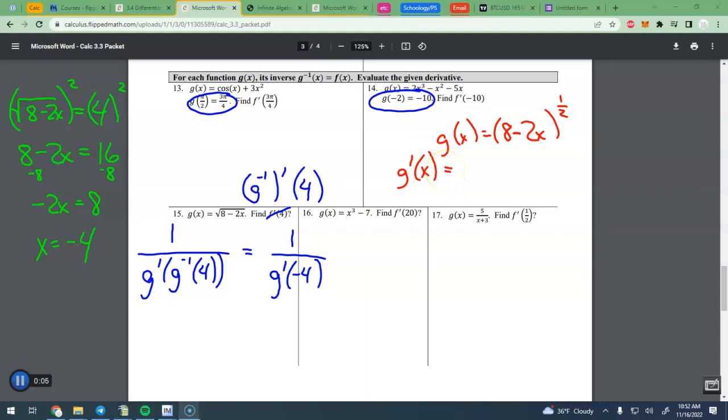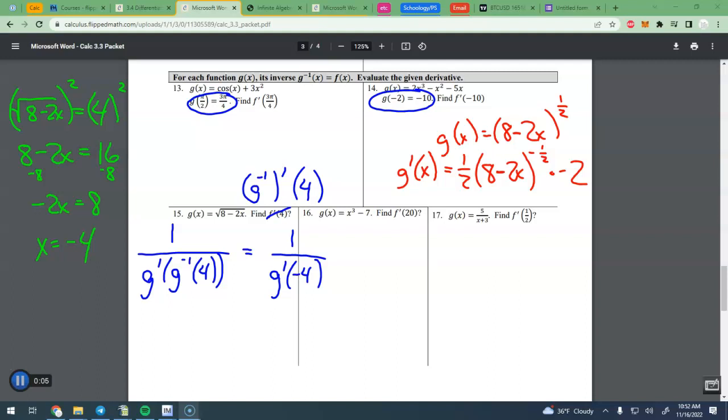what rule or rules do I need there? Chain? That's it. I don't need a product. Product could be like a function of x times a function of x. I don't know. So it's just chain. So you bring down the 1/2. Now what do I do with the little guy? Nice. Am I done? No, I have to multiply by the derivative of the inside, right? So I get that.